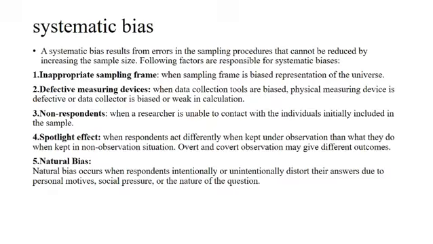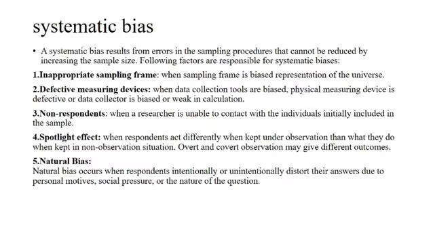Okay, now let's understand systematic bias, which is very important. Systematic bias occurs when there are errors in the sampling process that cannot be reduced even if we increase the sample size. There are several causes of systematic bias.